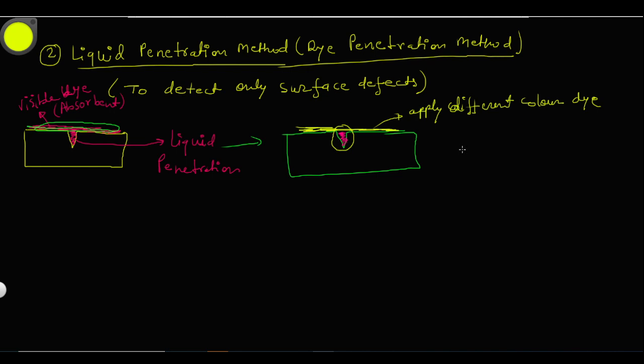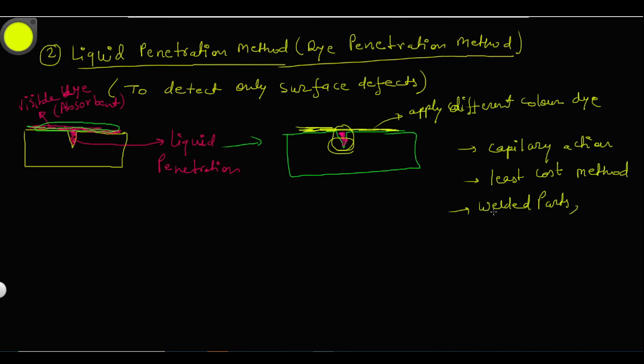Now the action used is capillary action. Capillary action is used here in the crack, and it is the least cost method. Only dye is used, so the cost is very low. The dye method is the least cost method, and it is used to detect defects in welded parts and cast parts.